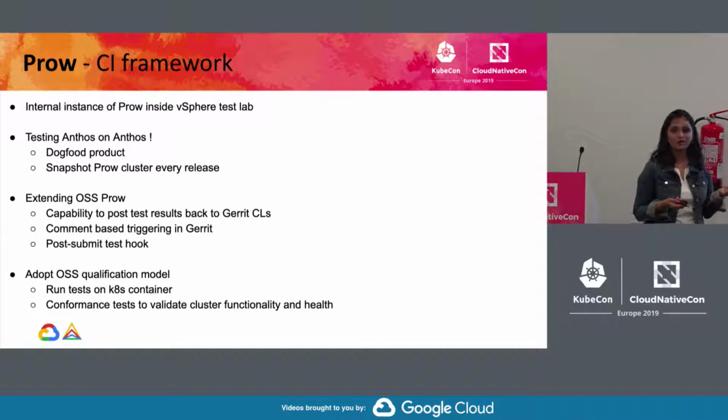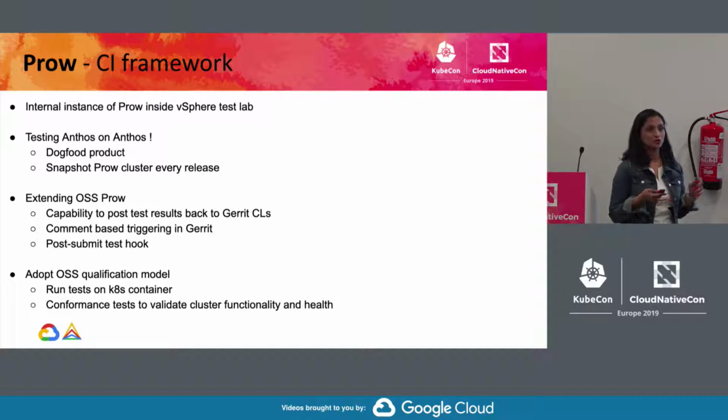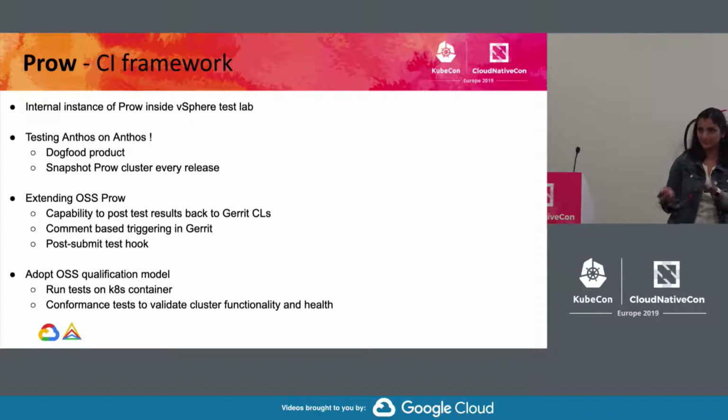So we chose Prow as our CI framework. A little bit in the first slide I alluded to that we deploy our ANTHOS cluster on vSphere, which means we needed Prow to run in the vSphere test lab to test our product. At least at the time when we started this, we didn't have a very clear, easy, or documented way of bootstrapping a Prow cluster in vSphere.